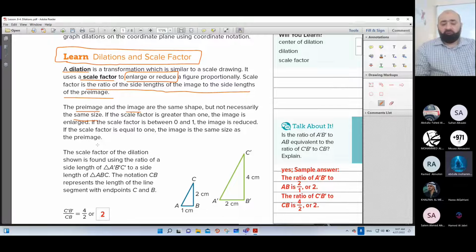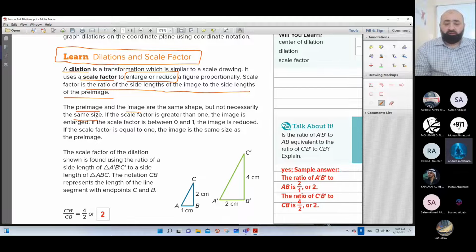And as you remember, in translation, in reflection, in rotation, we have the same size. But here in the dilation, not necessarily the same size. Maybe enlarged, maybe reduced, maybe greater than, maybe smaller than.